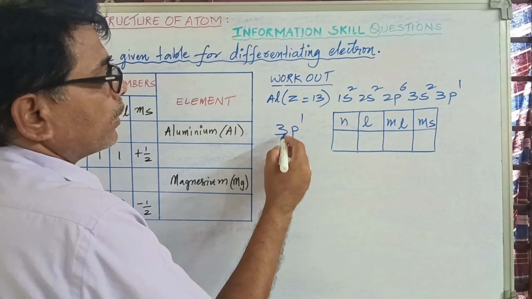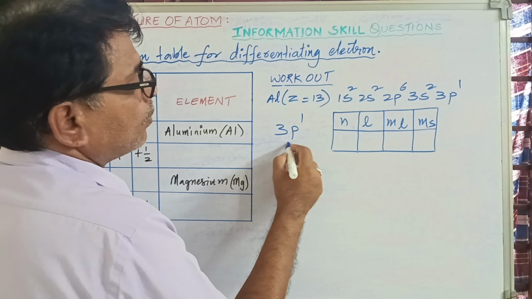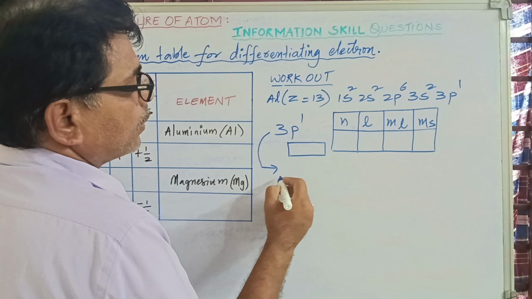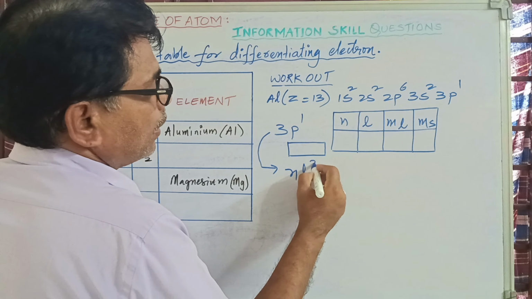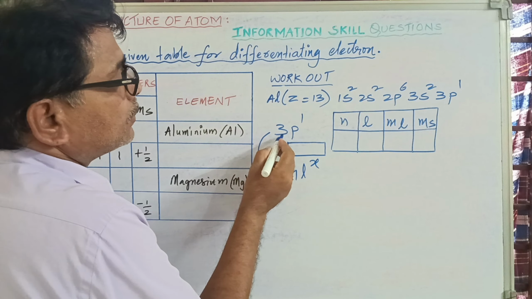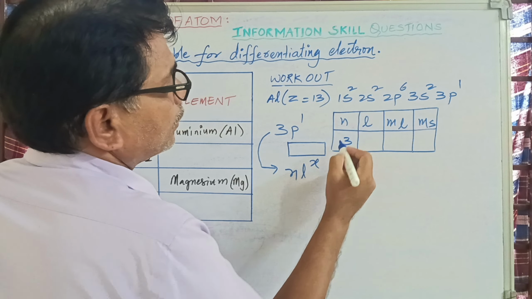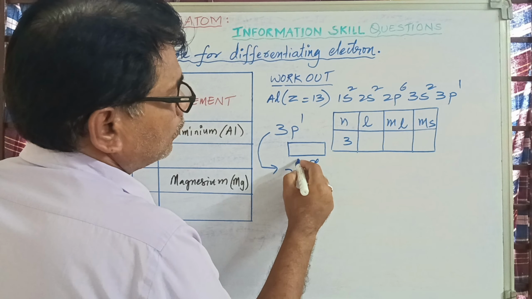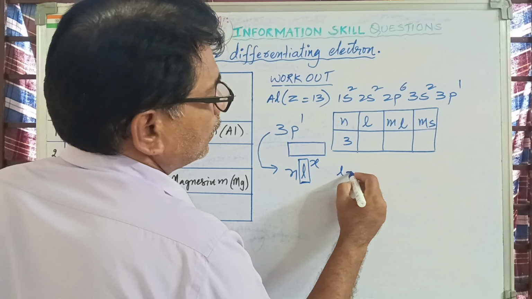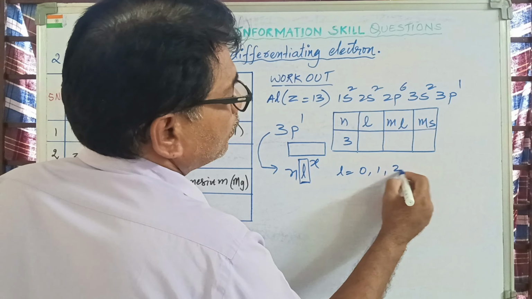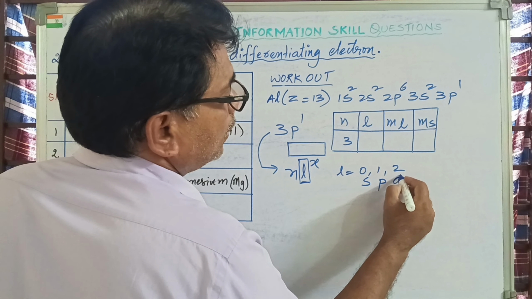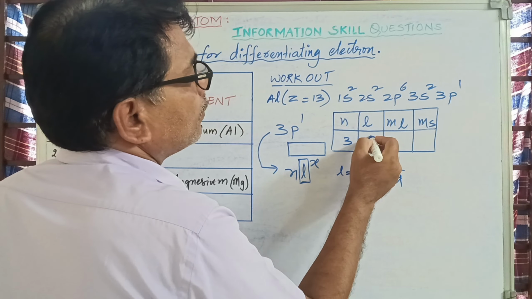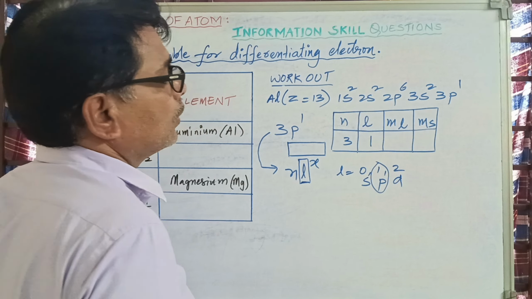For 3p1. So as I was telling you, this is according to n, l, x. That means this 3 is n. So it is 3 over here. P means it is the l value. Now l takes values 0, 1, 2: s, p, d. Since it is p for you, so it's 1 over here. So the l value is 1.